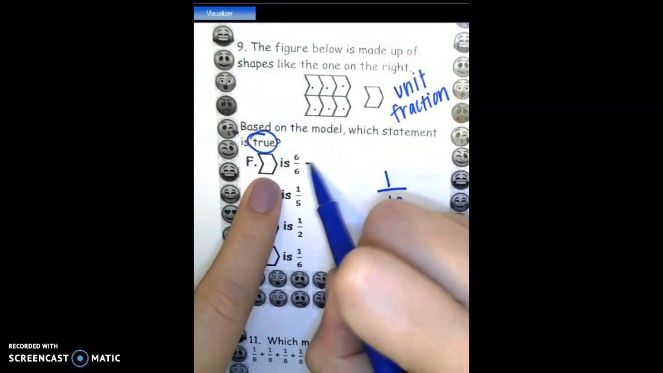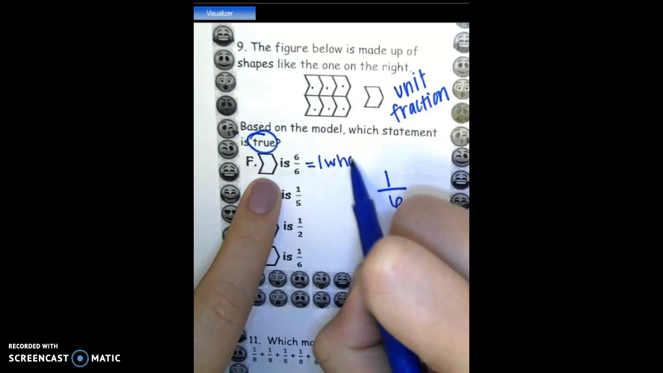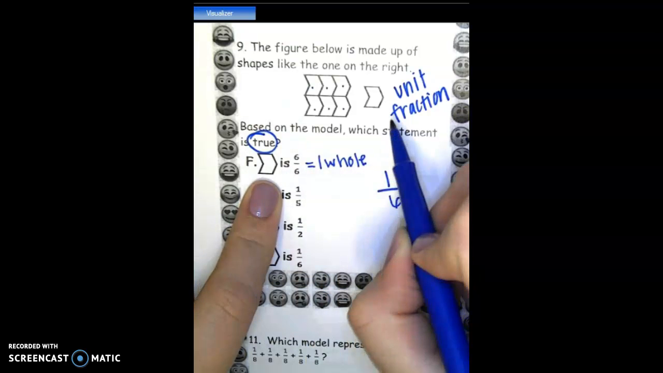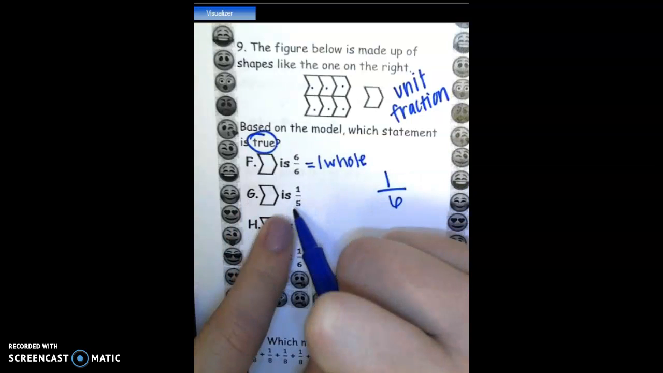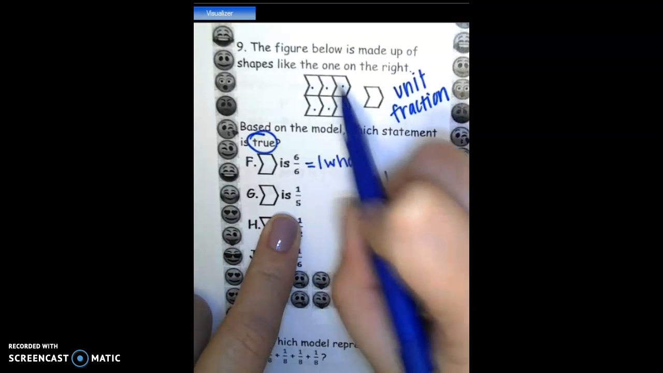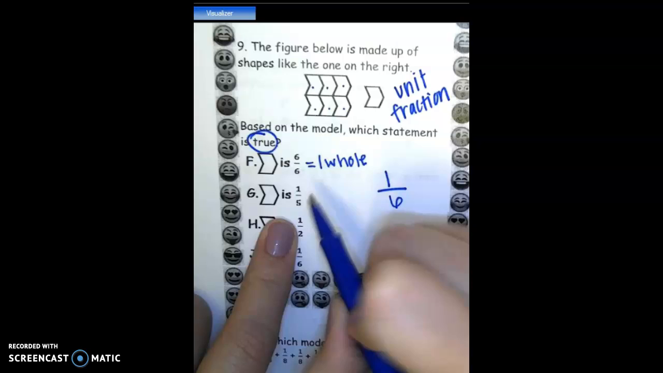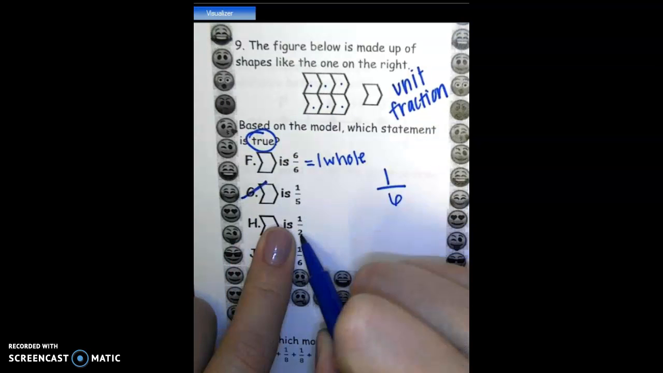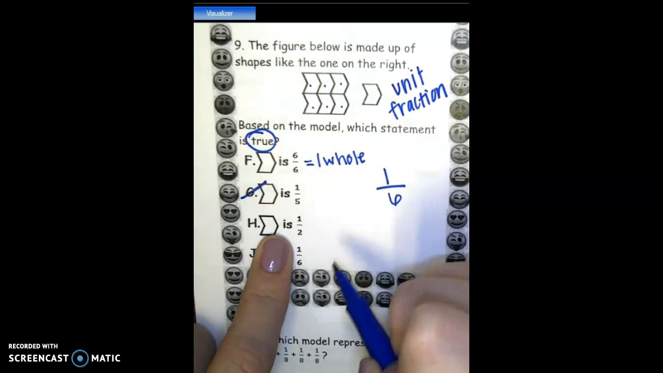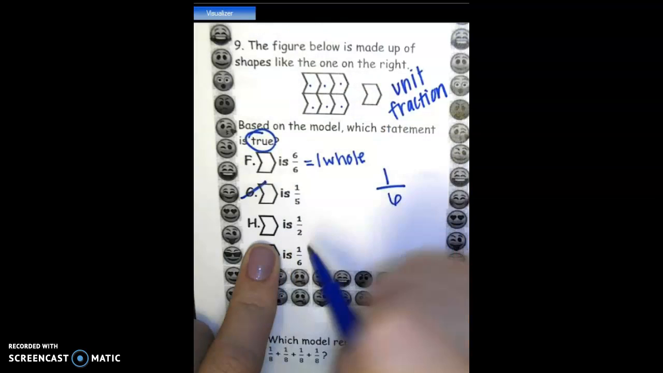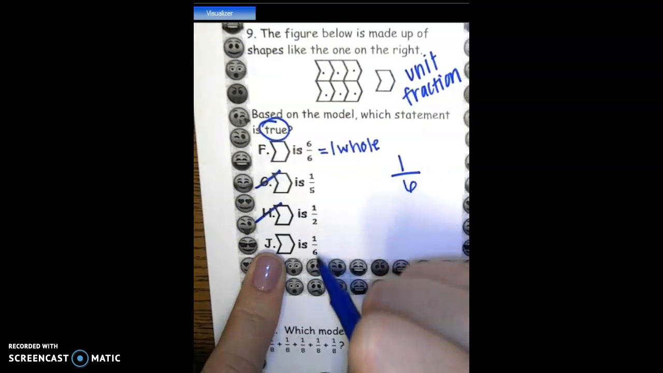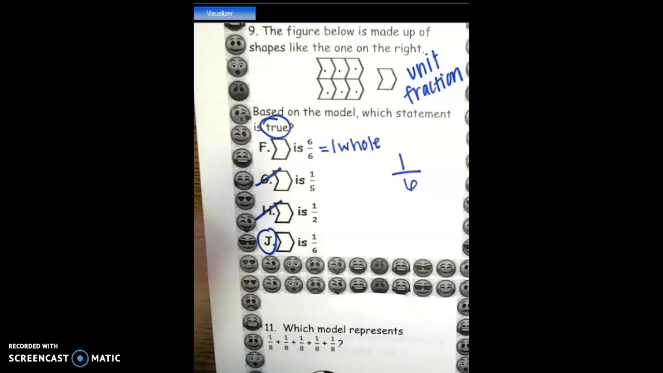6/6, that equals 1 whole. I'm not looking for 1 whole. I'm just looking for 1 piece. 1/5, I don't have 5 total pieces. I have 6 total pieces. 1/2, I don't have 2 pieces. I have 6 pieces. And 1/6, that is your correct answer.